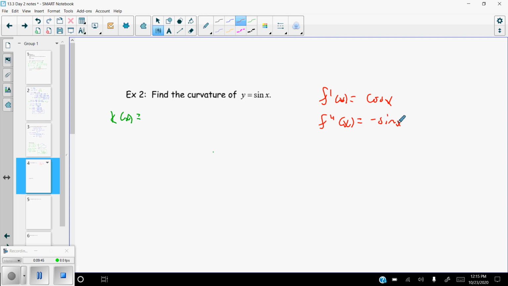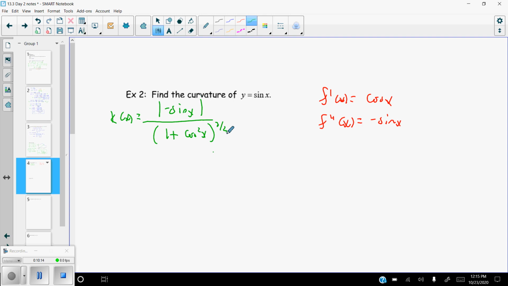So according to our formula, it was the magnitude, or the absolute value, of f double prime of x in the numerator, which is negative sine of x, divided by 1 plus the derivative squared, so cosine squared of x, all raised to the 3/2 power. And that's the formula that you would need to find the curvature of sine of x.